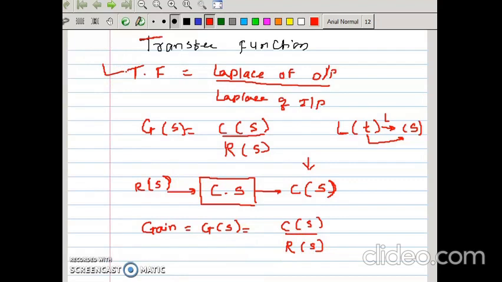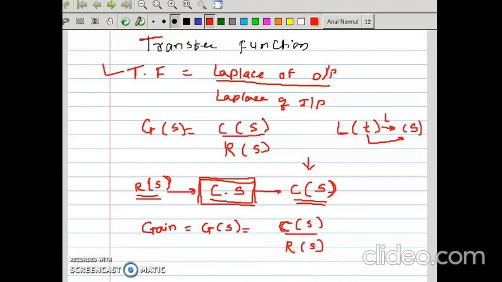What is the transfer function, or what is the gain? Laplace of output upon Laplace of input. Here Laplace of output is C of S and Laplace of input is R of S, and this is for any system, any control system, right? So for any control system, the transfer function or gain is C of S upon R of S. C of S stands for Laplace output and R of S stands for Laplace input.